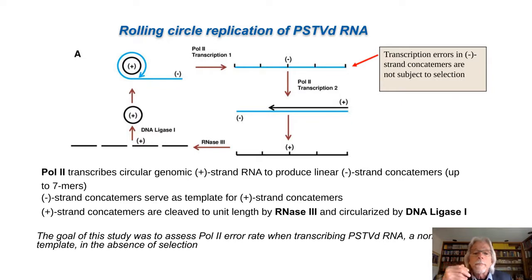So the goal of this study was to assess Pol II error rate when transcribing PSTVd RNA, which of course is a non-native template. And we wanted to do this in the absence of selection. We reasoned that the transcription errors that might be produced during production of minus strand concatemers are not subject to selection. Therefore, this might be a way to accomplish our goal.